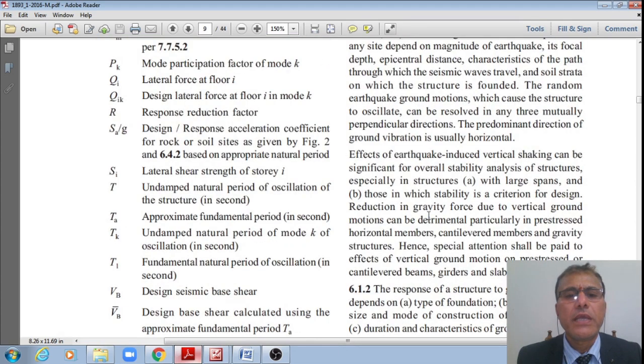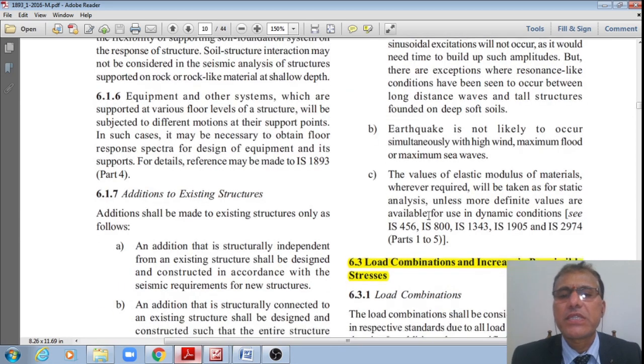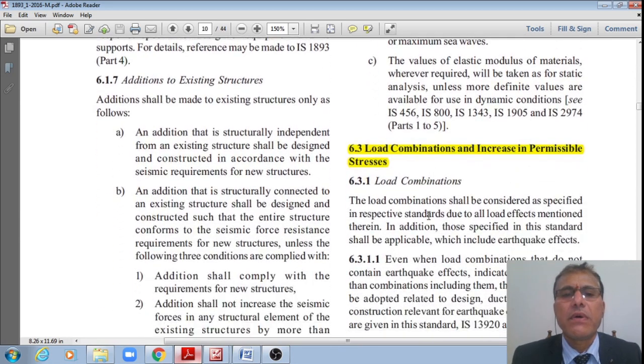Now let us move quickly. I hope students are understanding these discussions. Now I'll move to the other discussions. Then, what are these load combinations and increase in permissible stresses?